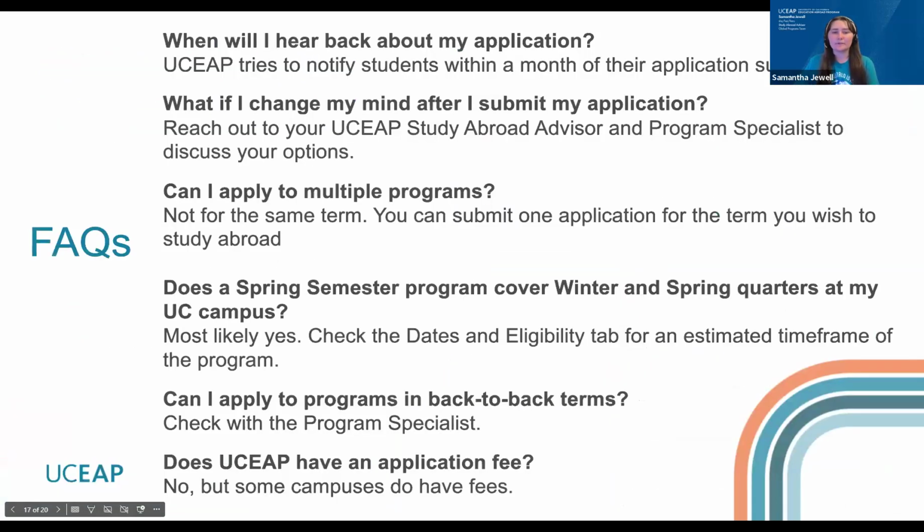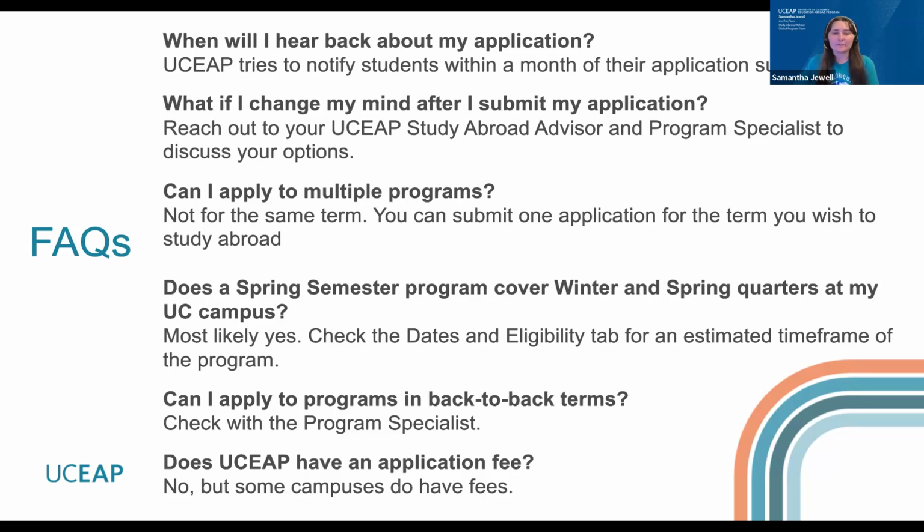All right, a couple of frequently asked questions that we receive about applications. UCEAP tries to notify students within a month of their application submission, so keep an eye on your email in case your application was incomplete and you need to correct something. And this is on a rolling basis, so we will be continuously reviewing applications until the program is full.